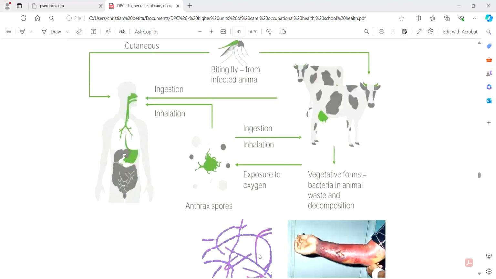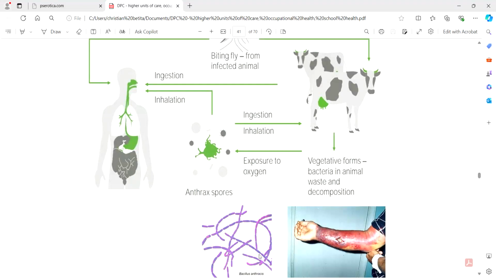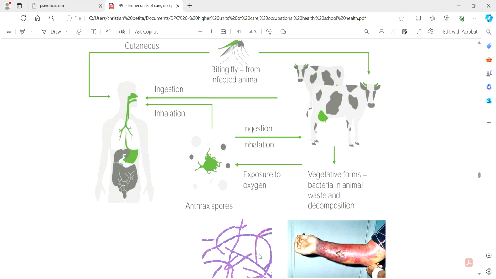Another example would be your anthrax. Anthrax is typically found in agricultural workers. So it may enter the body through cutaneous spread, through ingestion or inhalation of the anthrax spores. And the anthrax spores typically come from your farm animals. It may exist either in the soil from the droppings of infected farm animals.